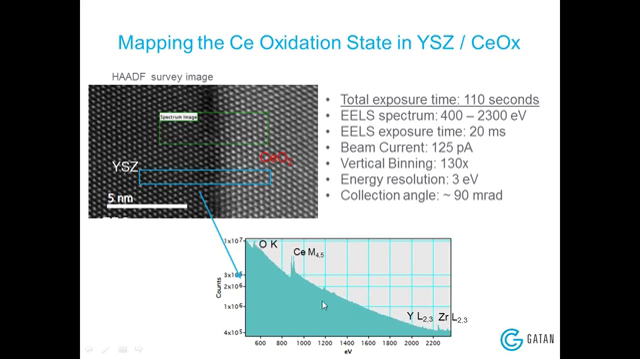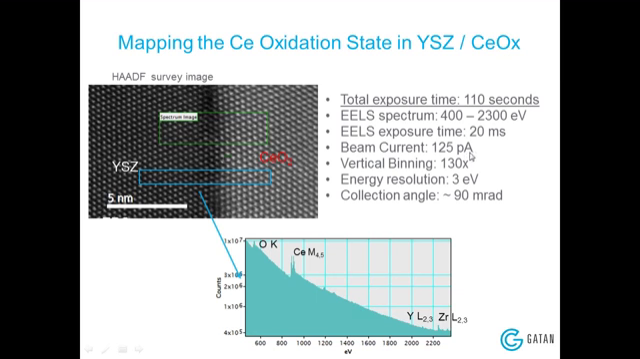We did it this way because we wanted to have enough field of view to cover an energy range from the oxygen K edge all the way to the zirconium at 2200 eV. The question is whether this energy resolution was good. Again, we used a relatively short exposure time, 20 milliseconds, and the entire area in green was covered in 110 seconds.